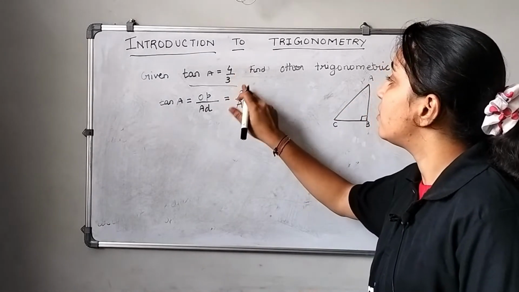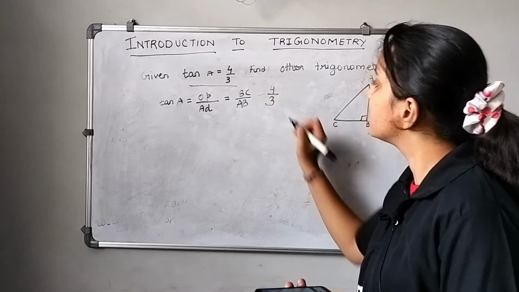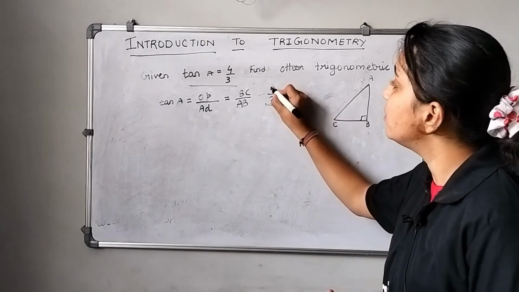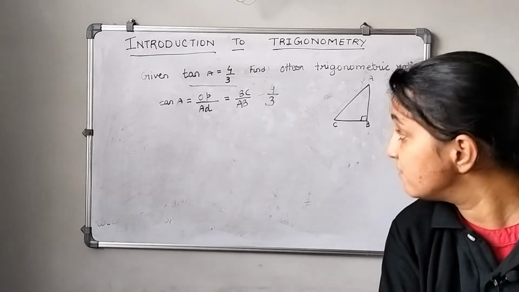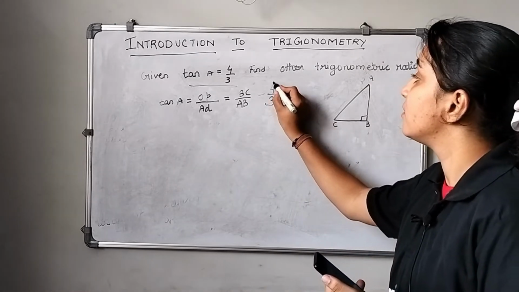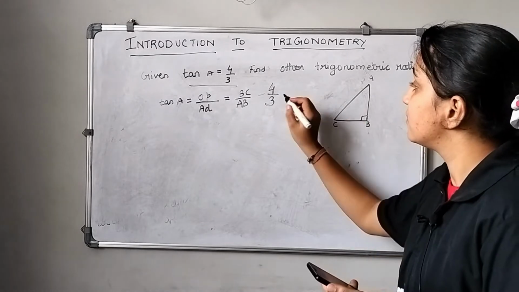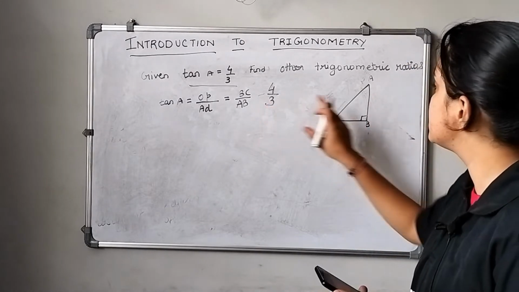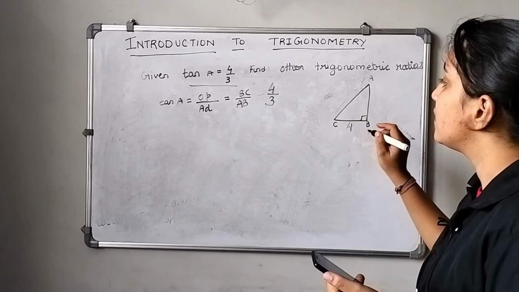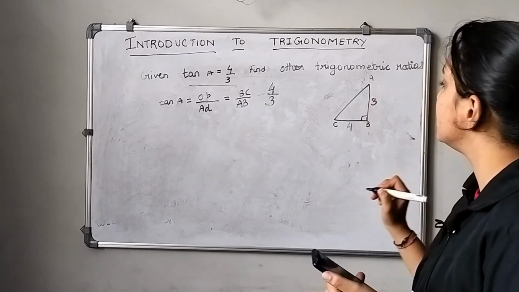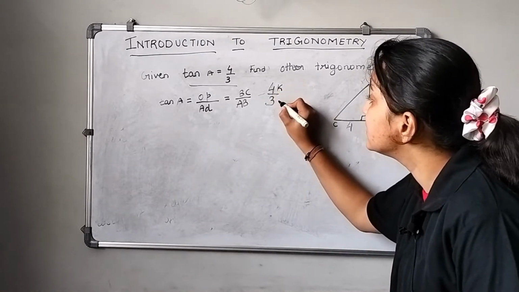So, BC will be what? What is the ratio given here? 4 upon 3. Then BC will be my 4 and AB will be my 3. So BC is 4 and AB is 3. Now we take a ratio constant which is K.